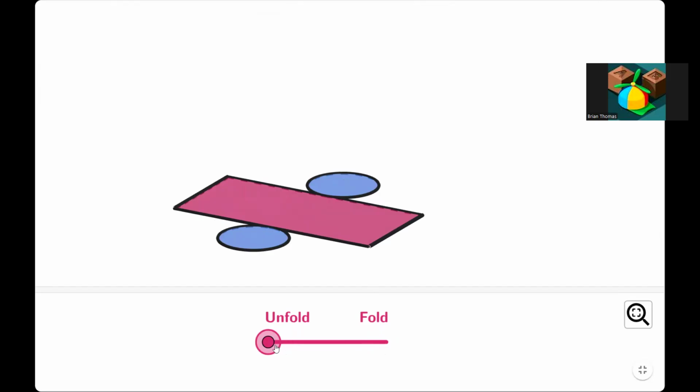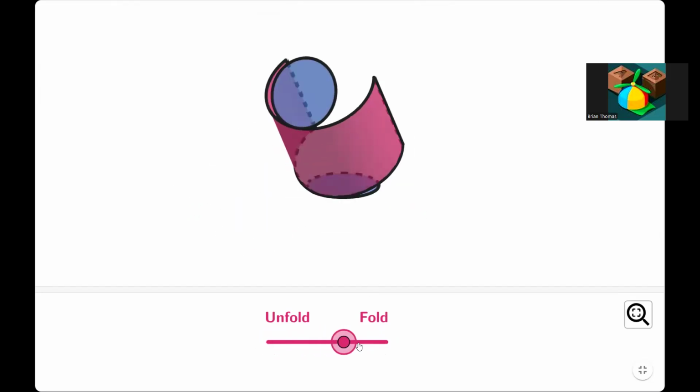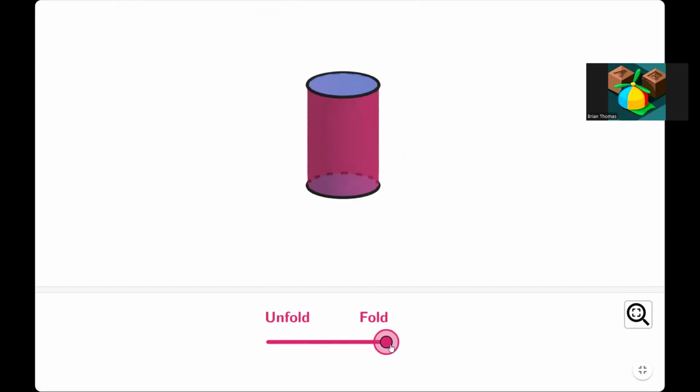If we put this back together, we start to pick up on the fact that from the center out to here is going to be a radius. We know how to find the area of a circle. That's going to be pi r squared. So pi r squared gives me the area of the top, which means there's also going to be the area of the bottom.